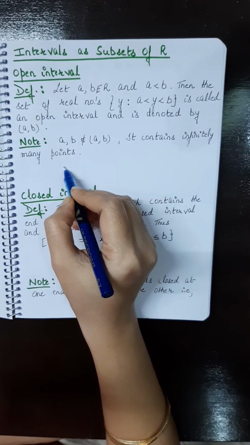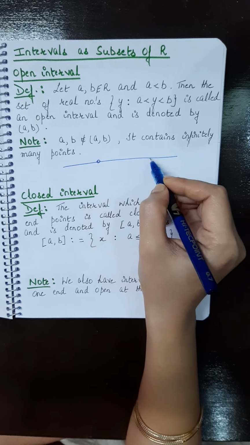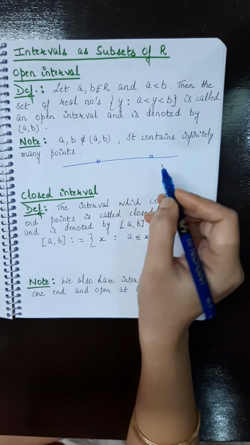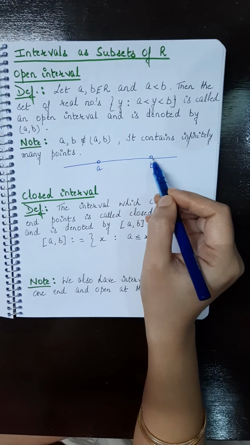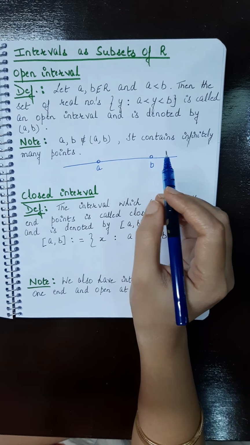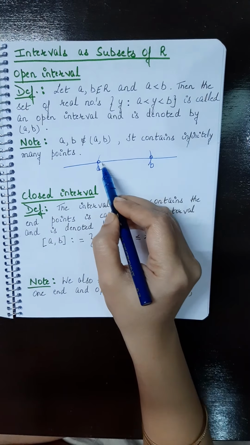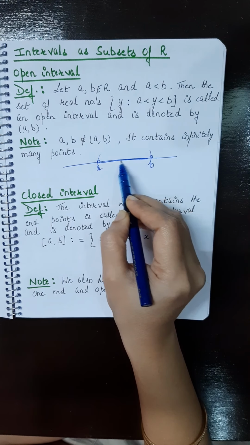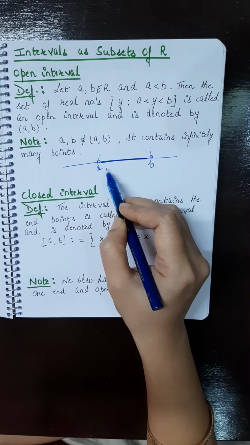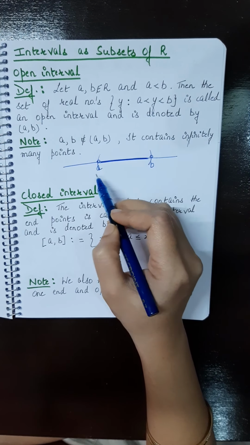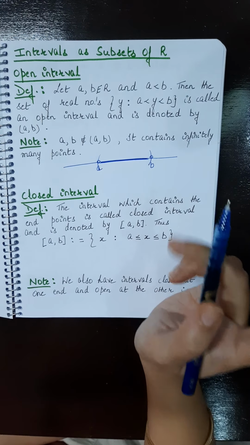If I plot it and show you, suppose this is your real number line. Now I want to take two real numbers A and B such that A is less than B. So suppose this is A and this is B. I have marked them with a circle because A and B are not included in the set, in the open interval. So all the real numbers between A and B are in this open interval. So this is known as an open interval. So here you know there are infinitely many real numbers, all the rationals and irrationals between A and B, but not including A and B.